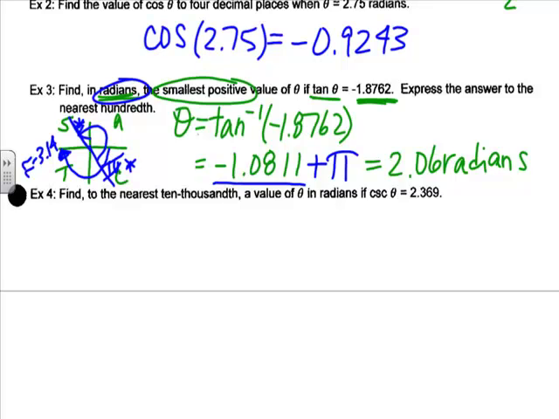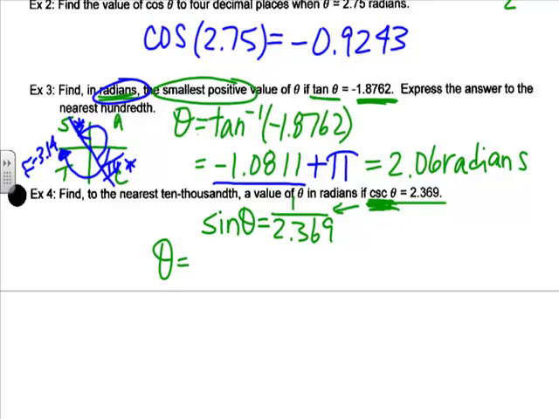Okay, last one. Find to the nearest 10,000th the value of theta in radians if cosec theta is 2.369. Some of this maybe you haven't thought about in a while because we took a little break from trig. I do not have a cosecant button on my calc, so I need to remember that cosecant is a reciprocal of sine. So if the cosec of theta is 2.369, then the sine of theta is 1 over 2.369. To find the angle, I can now use my sine button, and I'm going to take the sine inverse of this value, and that will give me an angle.